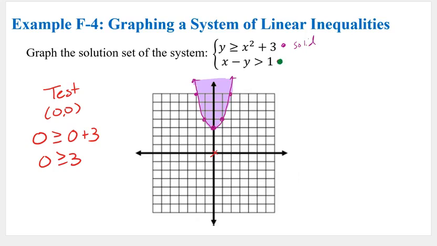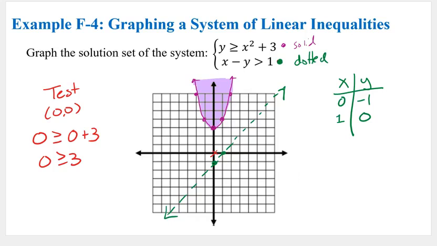I'm going to do that second one in green. All right, that is a line. It's going to be dotted this time. And because it's a line, I'm going to use my intercepts. So if I plug in 0 for x, I get a y-intercept of -1. And if I put in a 0 for y, I get an x-intercept of +1. So +1 and -1. And then that line's going to be dotted.